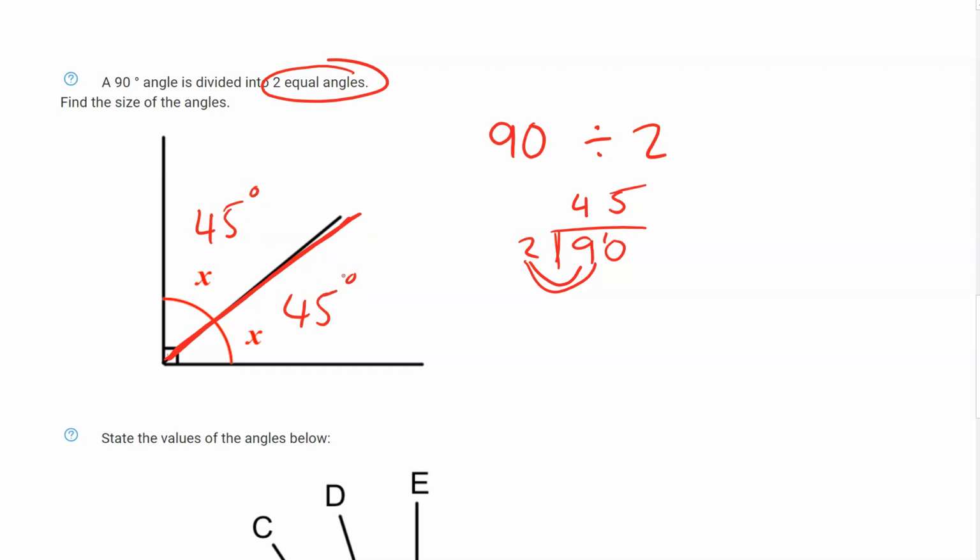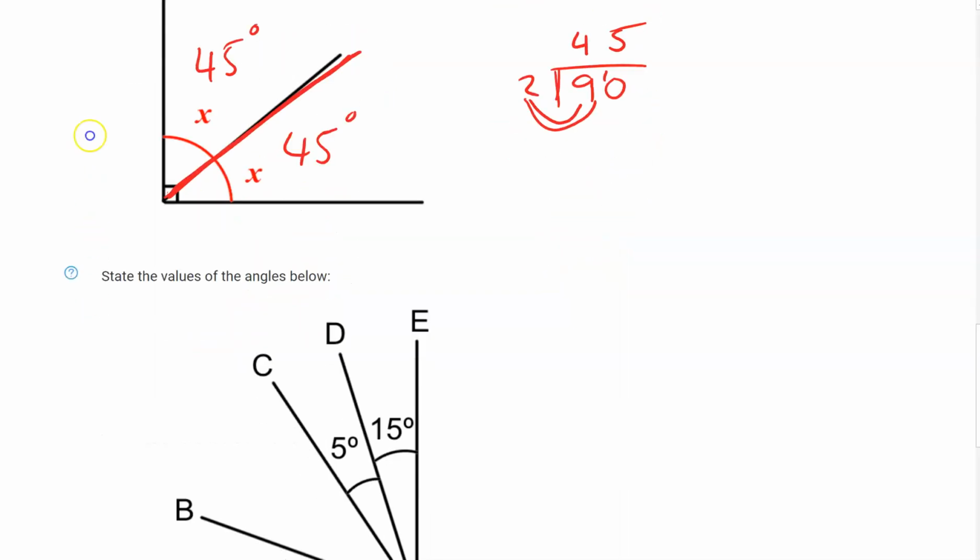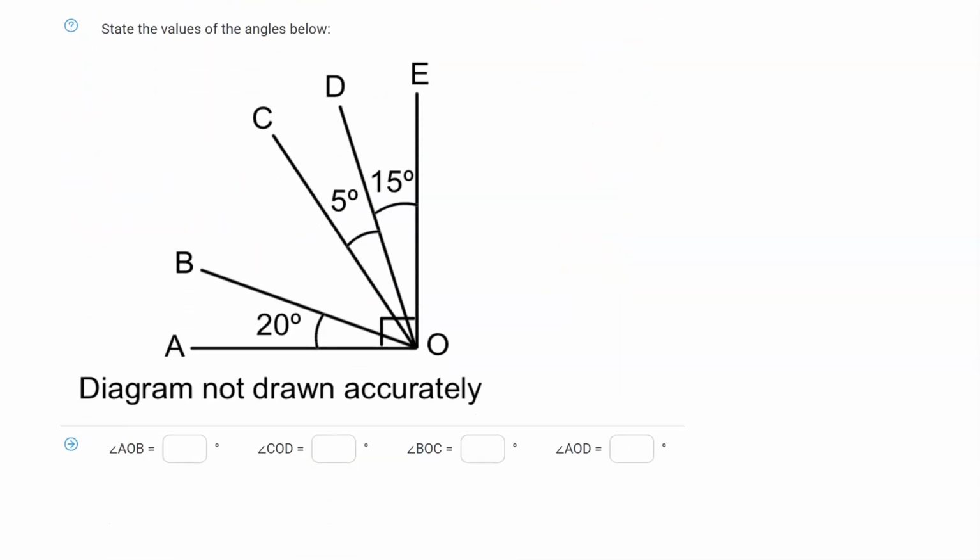I'm going to end on two slightly different style questions that they could ask you. So one is identifying angles. This one here, angle AOB, means join up A to O to B. How big is that angle? It's 20 degrees. COD, if I take that off, means join C to O to D. How big is that angle? It's 5 degrees.